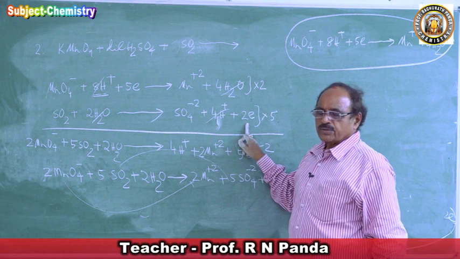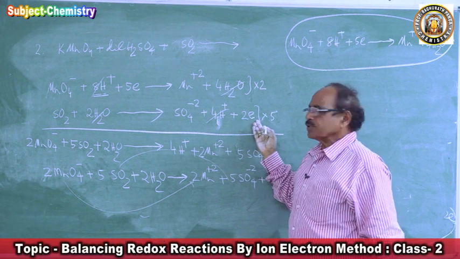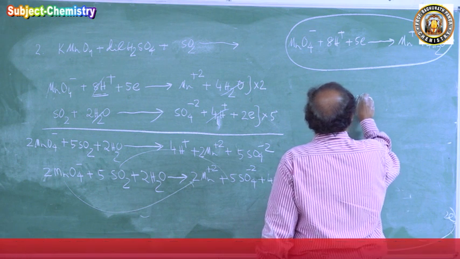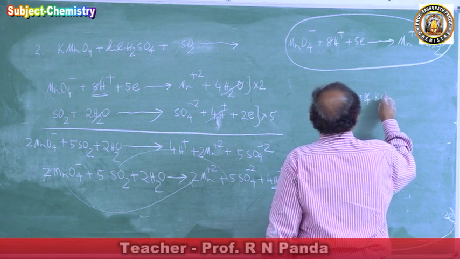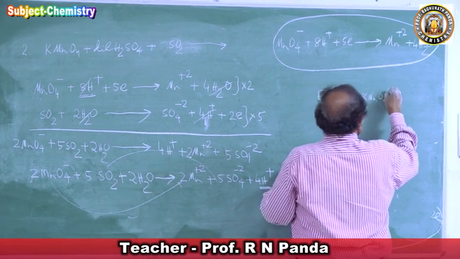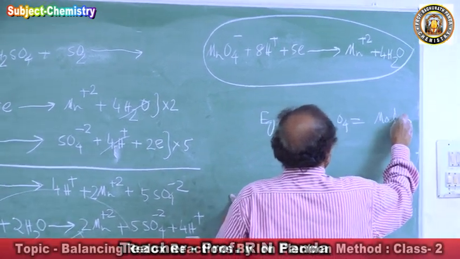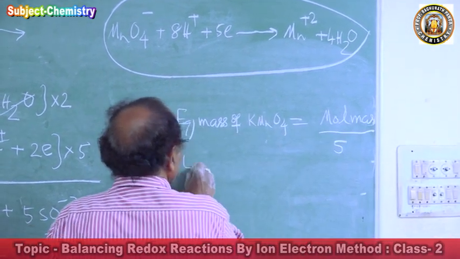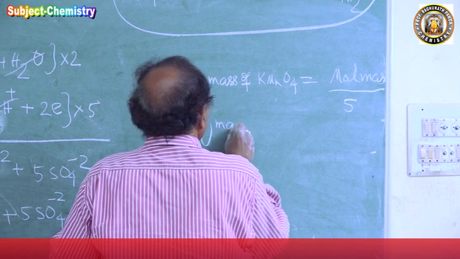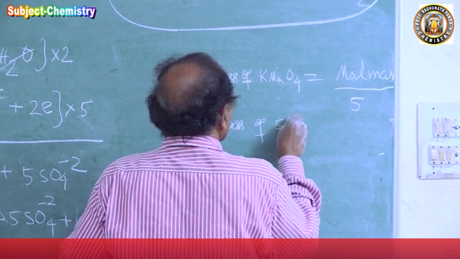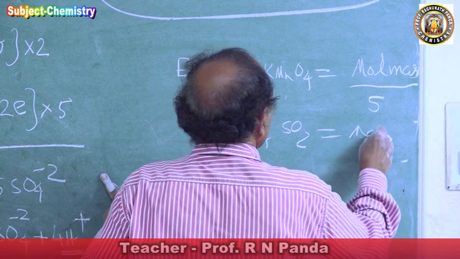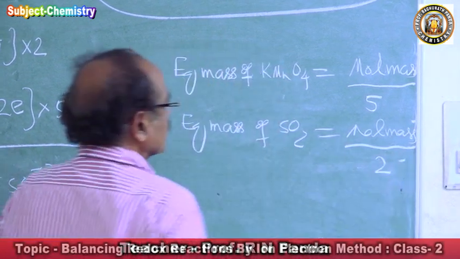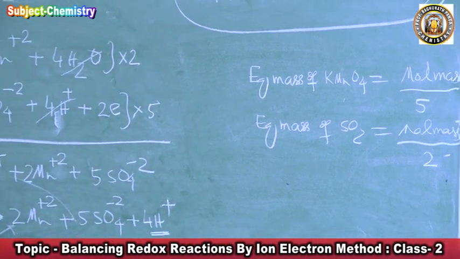2 electrons. So the equivalent mass of KMnO4 will be molecular mass by 5, and the equivalent mass of SO2 will be molecular mass by 2. So simultaneously we are getting this equation.